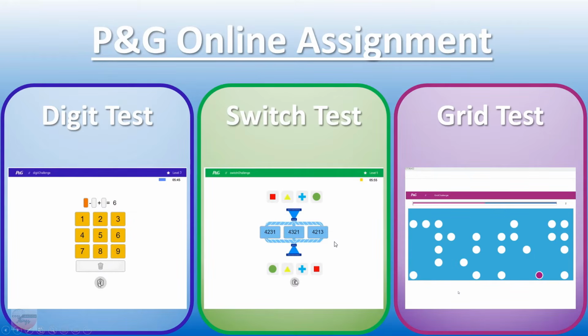P&G Online Assessment consists of 3 tests: Digit test, Switch test, and a Grid test. Let's go into each test individually.